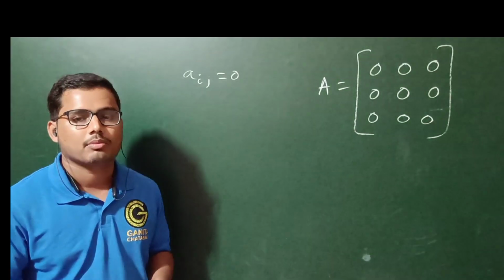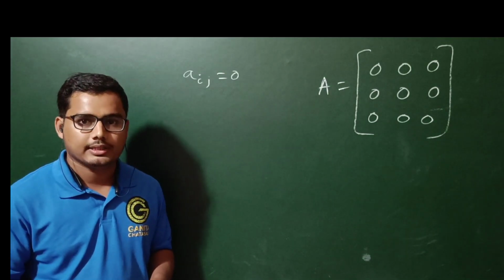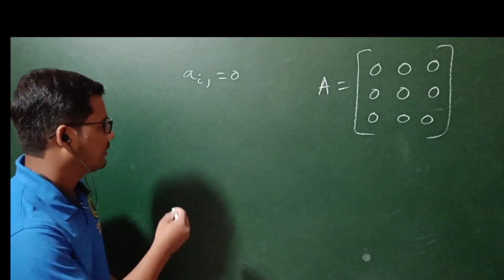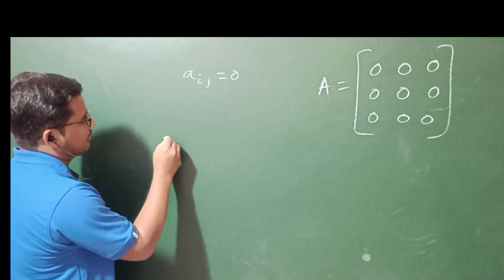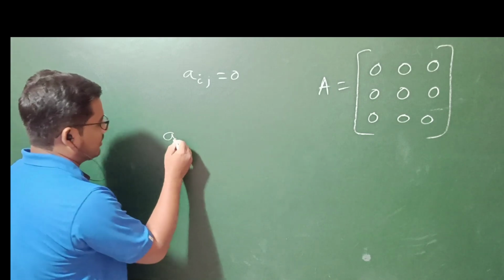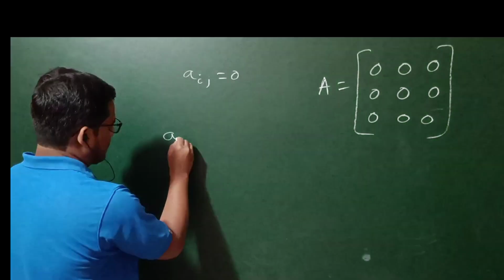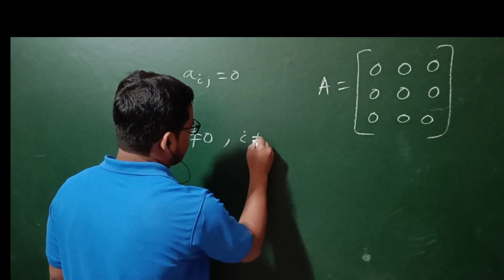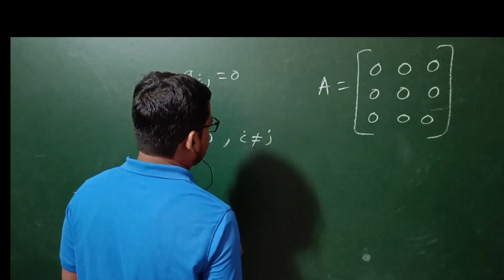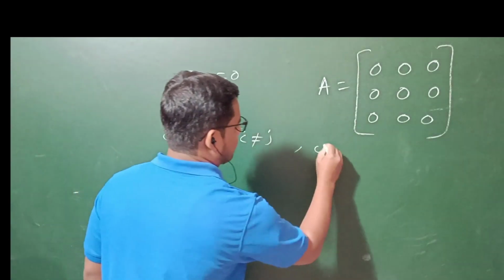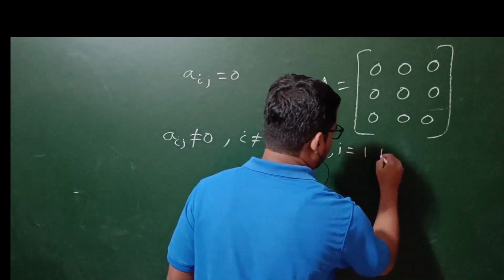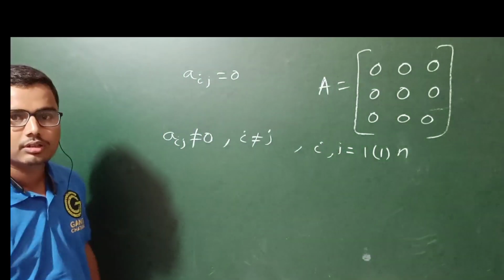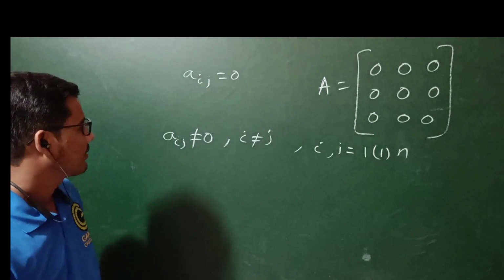Then the diagonal matrix. What is a diagonal matrix? What is its mathematical form? If Aij is not equal to 0 for i equal to j and Aij is 0 for i not equal to j, where i and j vary from 1 to n, then the matrix is called a diagonal matrix.